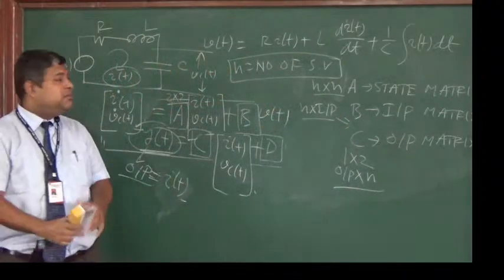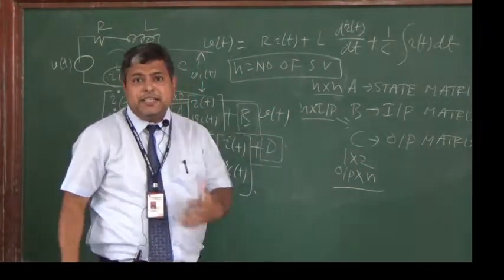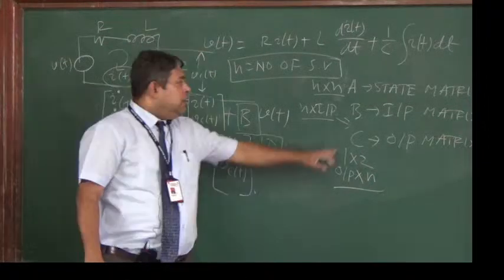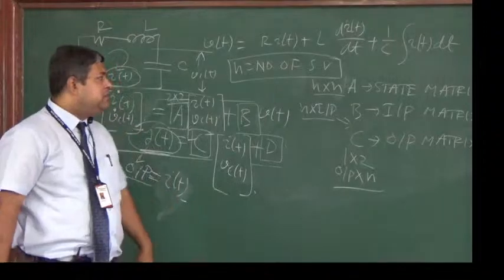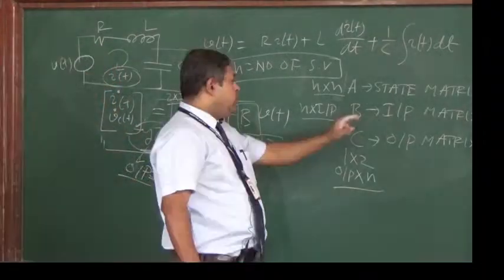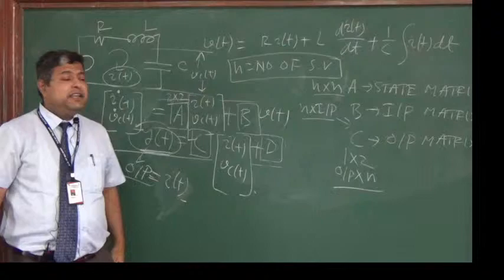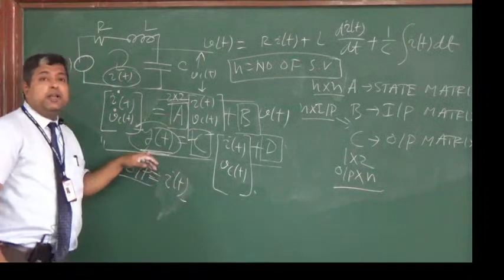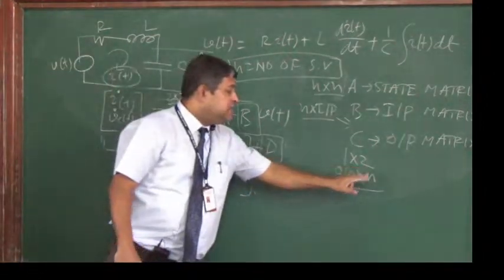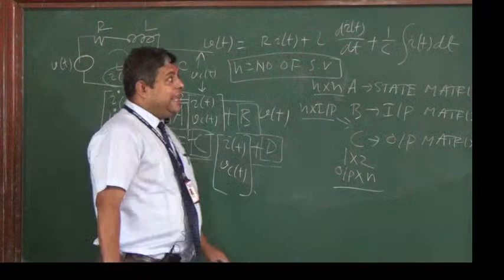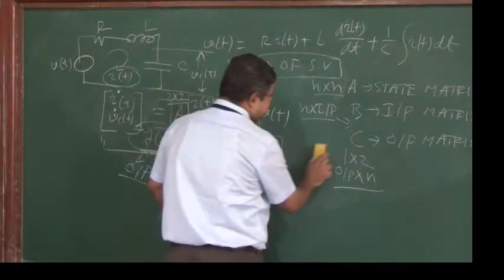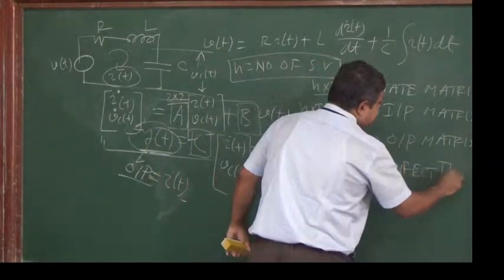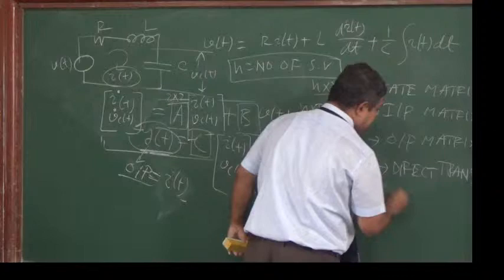And what is the number of state variables? That is the same as the number of energy storing elements in the system. So n cross n, 2 cross 2. The B matrix will have a dimension of n cross input. There are two variables, so this will be 2 cross 1. The C matrix will have a dimension of output cross n. So output is 1, there is only one output for the system, and n is the order of the system. And there is a D matrix, which is called the direct transmission matrix.